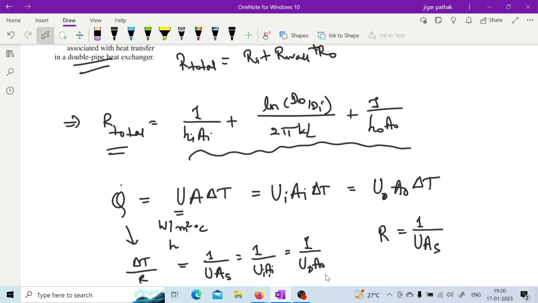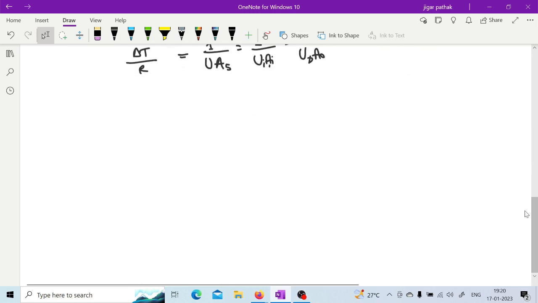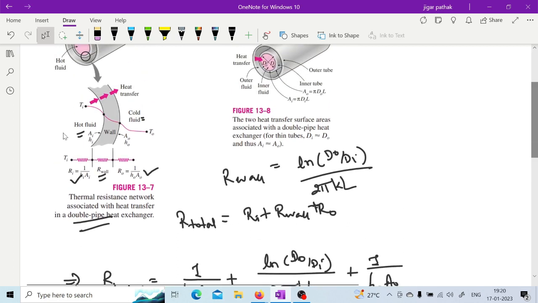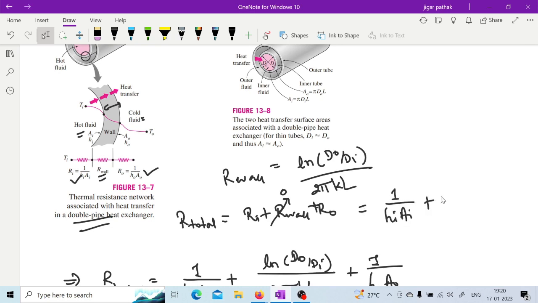So if we assume that the thickness of this solid pipe, as mentioned here, is very small and the conduction through this wall is negligible, so if we consider this as 0 or almost 0, then our R total will be Ri plus Ro, which is nothing but 1 upon hi Ai plus 1 upon ho Ao.